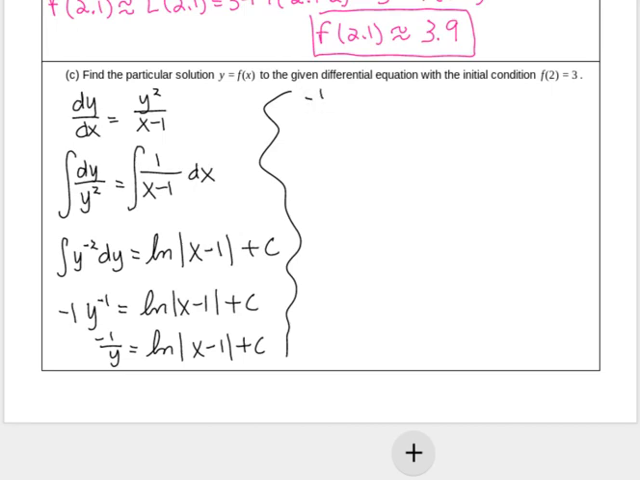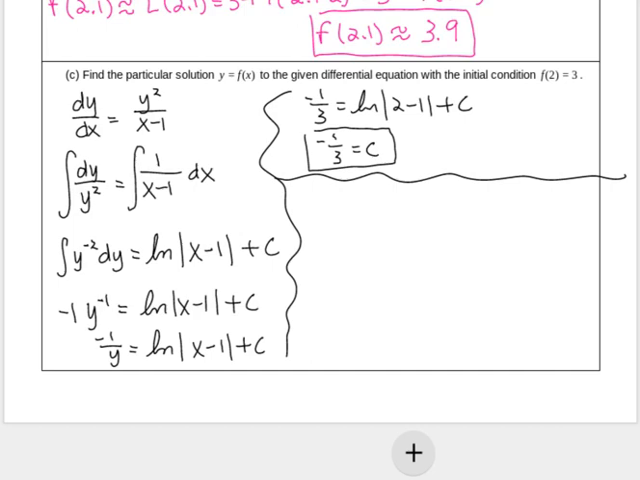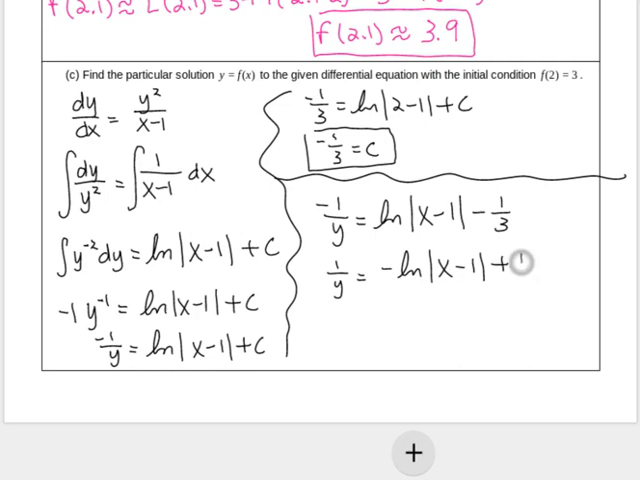So it's going to be negative 1 over 3 equals the natural log of the absolute value of 2 minus 1 plus c. Well, 2 minus 1 is 1. The natural log of 1 is 0. So we end up getting negative 1/3 is our c value. And so now we can just go ahead and solve for y. So negative 1 over y is going to equal the natural log of the absolute value of x minus 1 minus 1/3. Well, if we get rid of that negative sign, we can make it 1 over y is equal to negative natural log of the absolute value of x minus 1 plus 1/3.